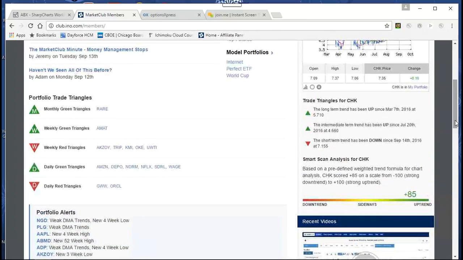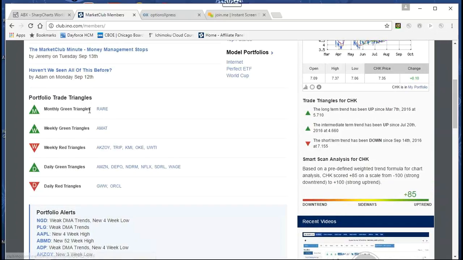All right? This next section down here shows you portfolio trade triangles. With the portfolio that I just showed you guys, here is what happens on a day in and day out basis. If for some reason a signal kicks in, it pops in over here, and I get an email as to what happened. I've got it set up so that it will email me anytime I get an alert.